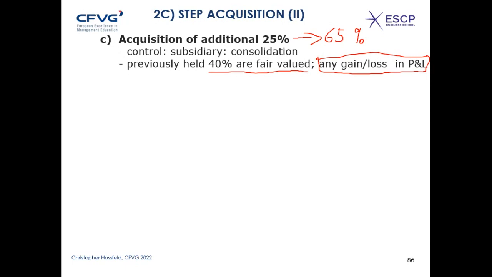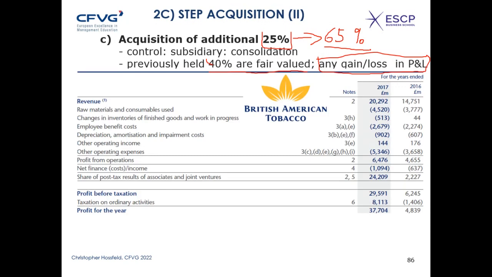And I reinvest in the same 40%. So I buy them, so to speak, at today's fair value, and that would be 40% fair value today plus 25% fair value today, because that's what I actually pay, equals 65% of fair value today, and that would be my investment book value, the one that I use in the consolidation process.